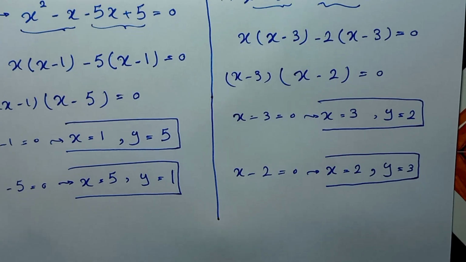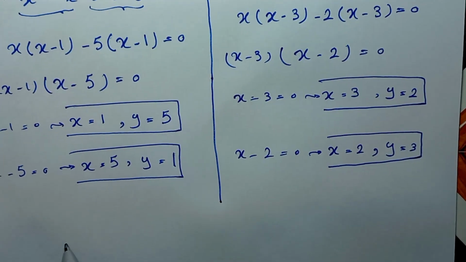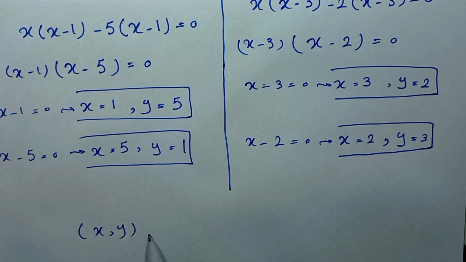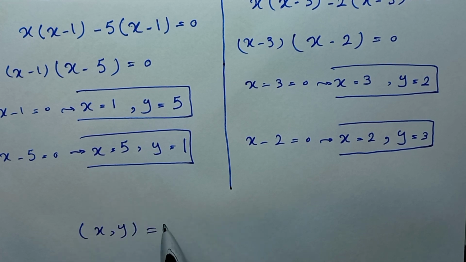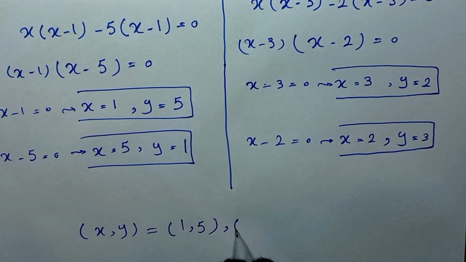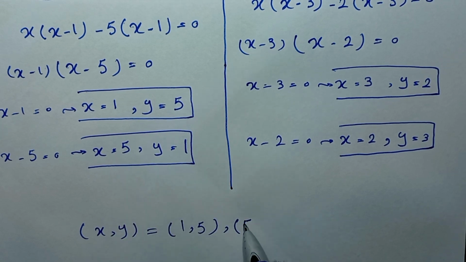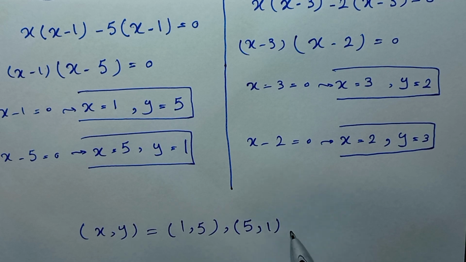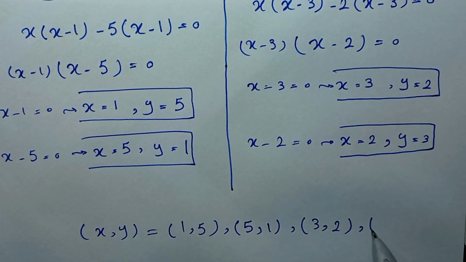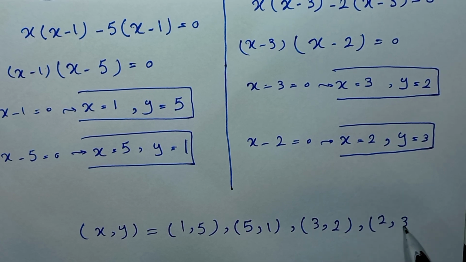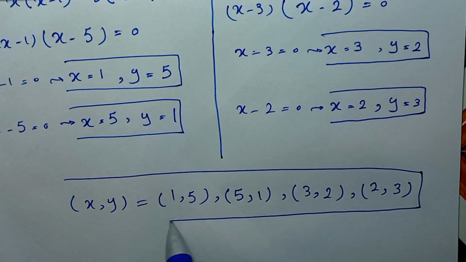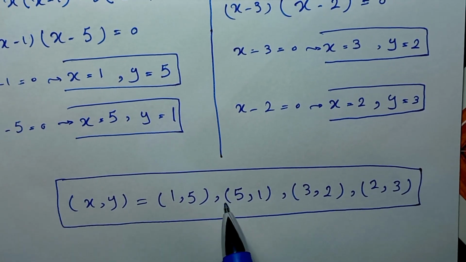So our final answer for x and y is, from here we have 1 and 5, and 5 and 1, and in here 3 and 2, and 2 and 3. So we find four values for x and y.